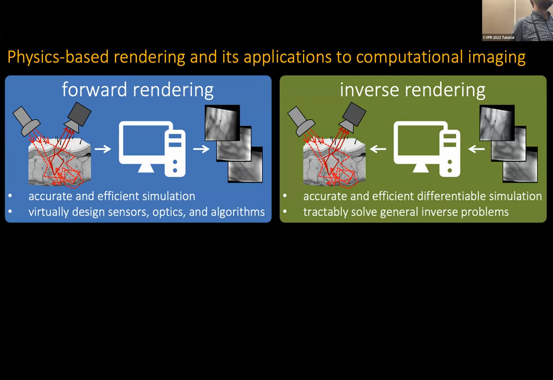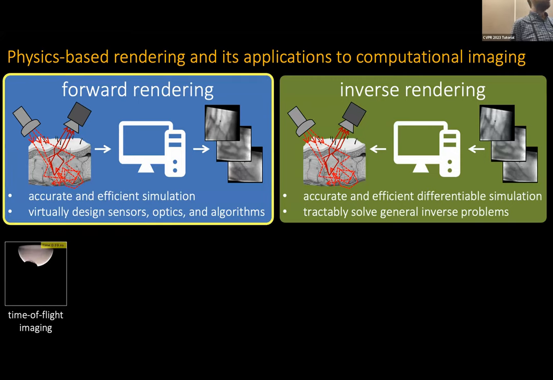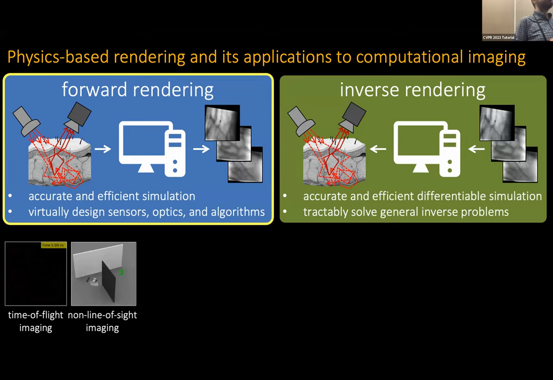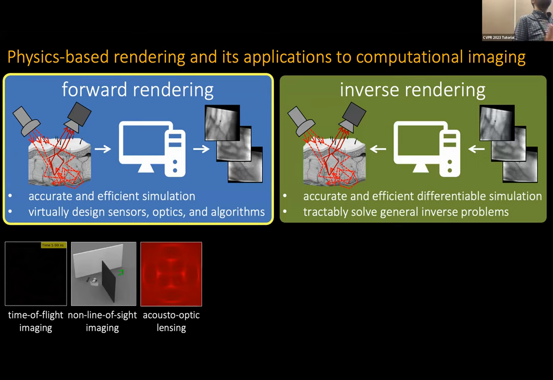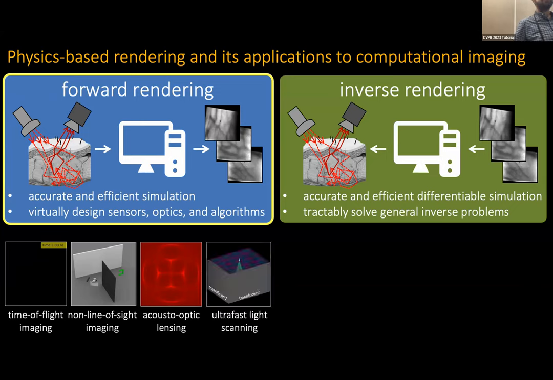These include, for the forward rendering side, time of flight imaging, how we can use forward rendering techniques to design new time of flight sensors and their applications to inverse problems such as non-line-of-sight imaging, 3D sensing, LiDAR, and so on. Second, acousto-optic imaging. This is an area of imaging that is very common in medical settings, where we take advantage of the interaction of sound and light to create new imaging capabilities. And again, we'll see how we can create forward rendering algorithms tailored to this imaging problem, and then how to use these rendering algorithms to actually make advances in acousto-optic imaging.